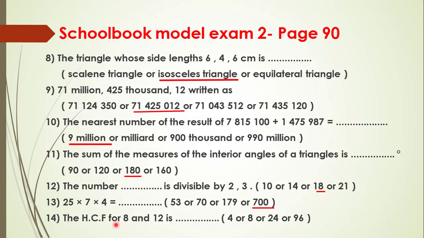The highest common factor for 8 and 12 is the common factor between 8 and 12. Factors of 8: 1, 8, 2, and 4. And factors of 12: 1, 12, also 3 and 4. So we have here the highest common factor is 4. Also you can factorize and calculate the highest common factor as you want. So the highest common factor here is 4.